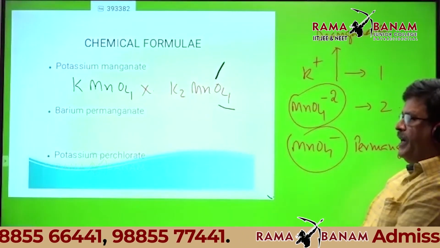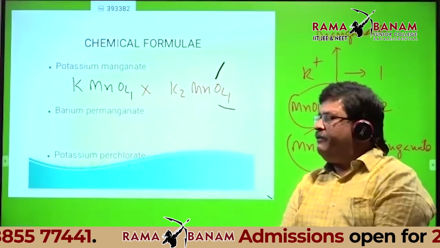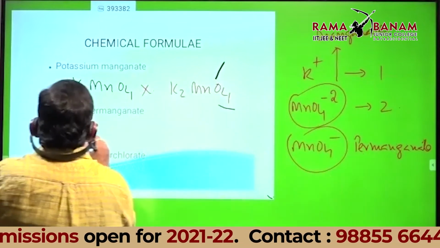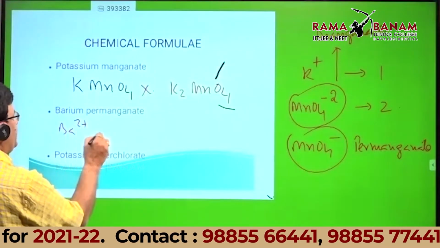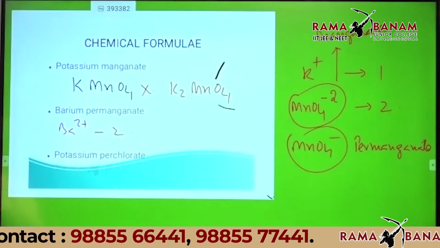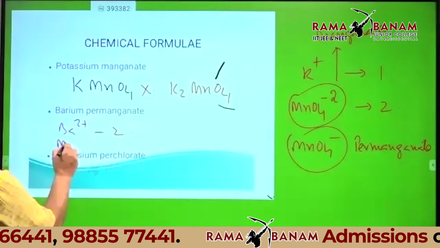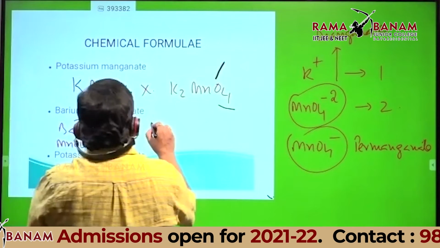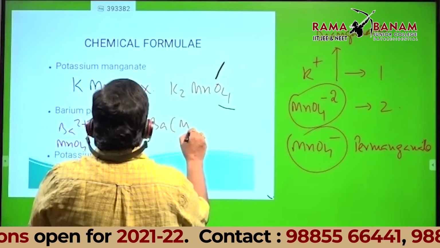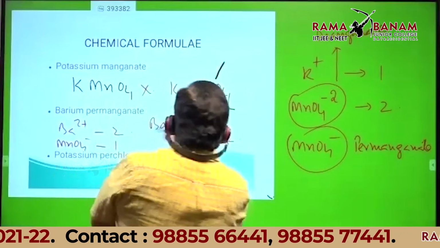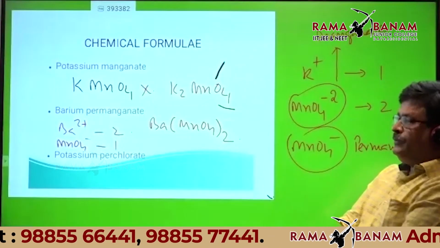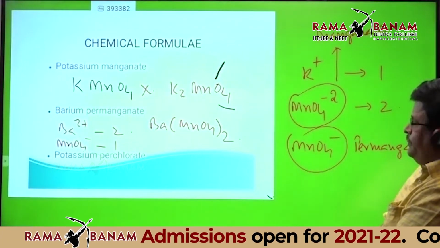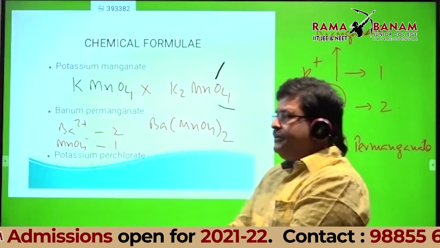Okay, sir. Can anyone tell barium permanganate? Ba(MnO4)2. Barium ion is Ba2 plus and its valence is 2. Permanganate ion is MnO4 minus, valence is 1. Then the formula is Ba(MnO4)2. All of you okay? Yes, sir. Any doubt in the first and second one? No, sir.